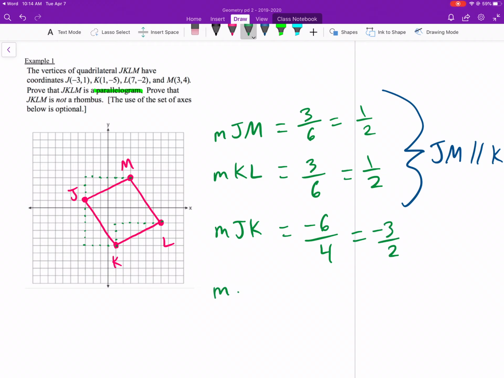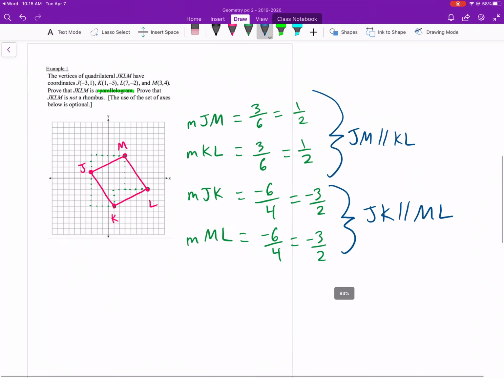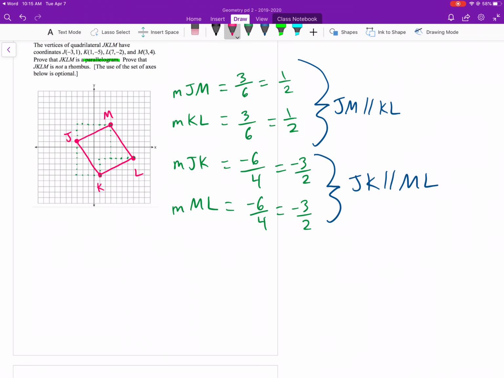The slope of ML, the side length that's opposite that, down 1, 2, 3, 4, 5, 6, right 4. Same slope. So we can make the conclusion here that we have another pair of opposite sides parallel. So JK is parallel to ML. We just have to explain. Right, we showed the work that backs up parallelogram.